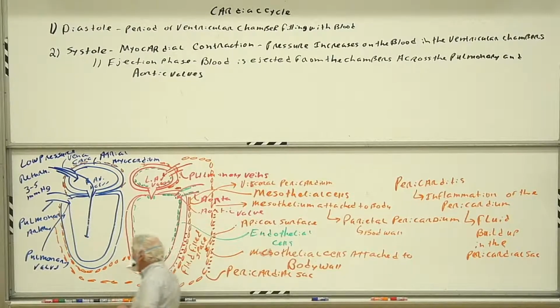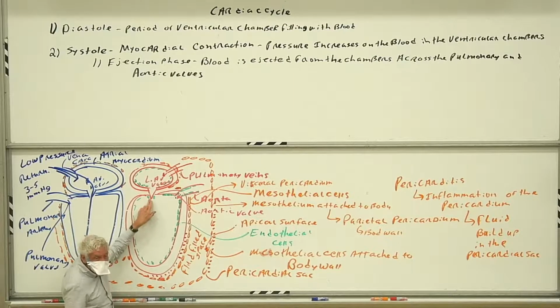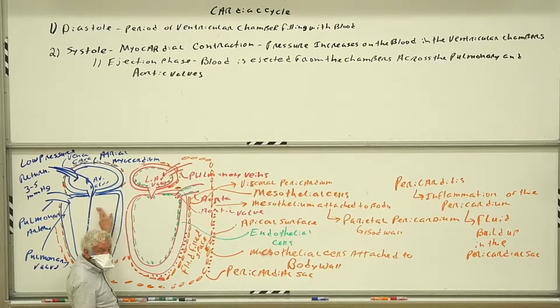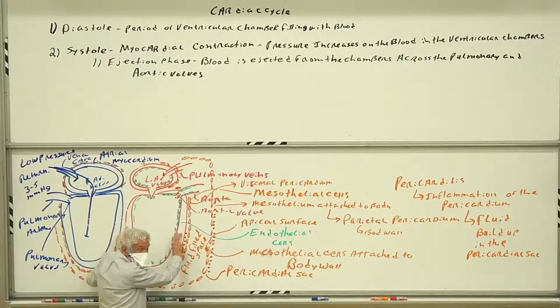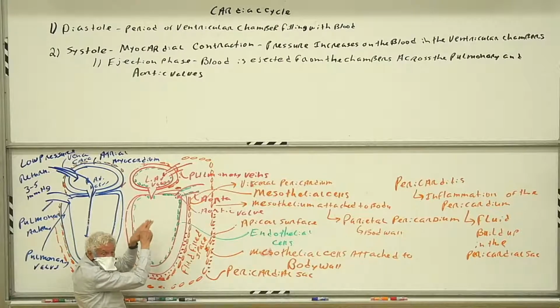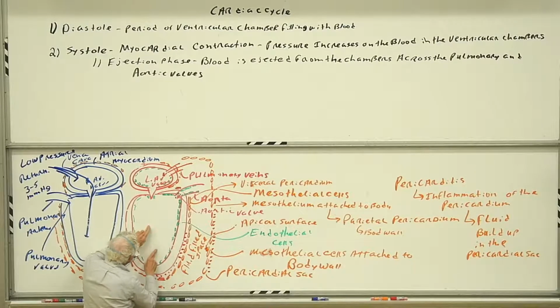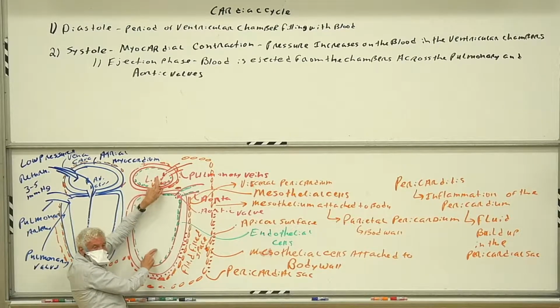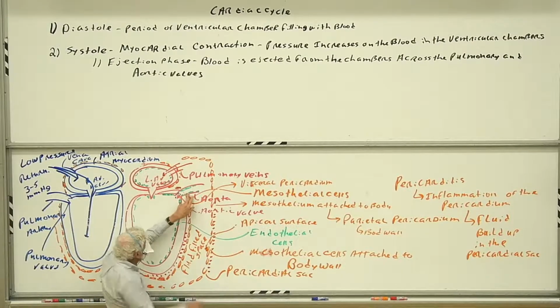The most common is when these AV valves don't shut properly. Could be on the left side, could be on the right side. And what they hear in a murmur is that when the muscle contraction begins, because these valves aren't closed properly, you're getting what's known as regurgitation. You're getting fluid, blood, moving back from the ventricular chamber into the atrial chamber. That's the murmur.